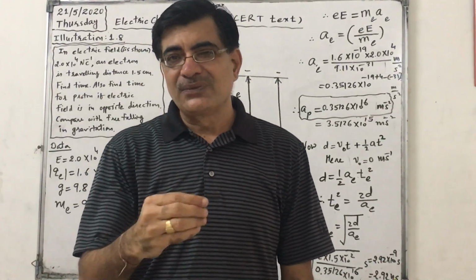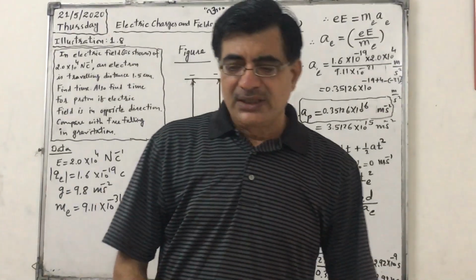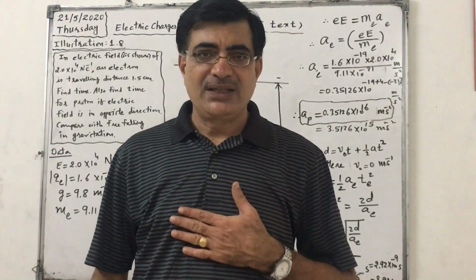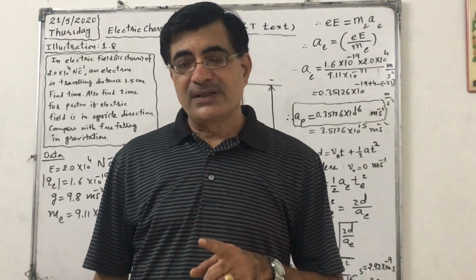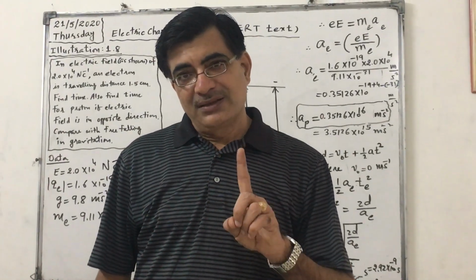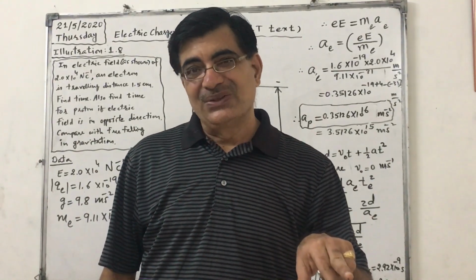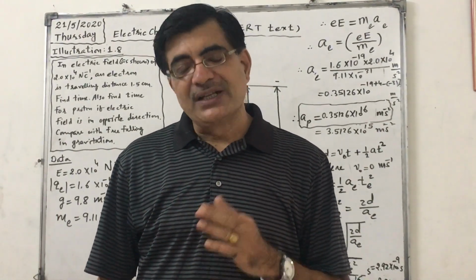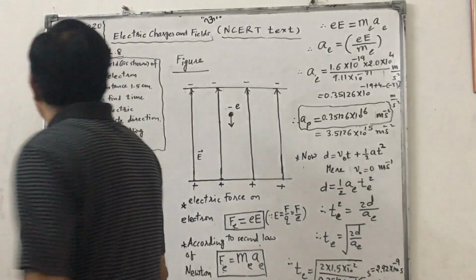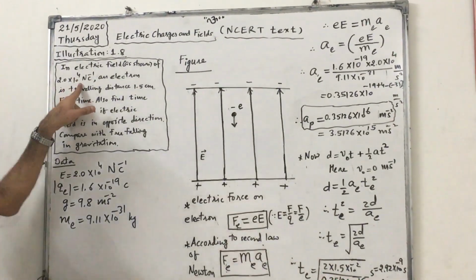There is some difference. 2.0 indicates precision. It indicates that you have measured the digit that is 0. So it indicates precision. So 2.0 into 10 raised to 4 Newton per Coulomb.